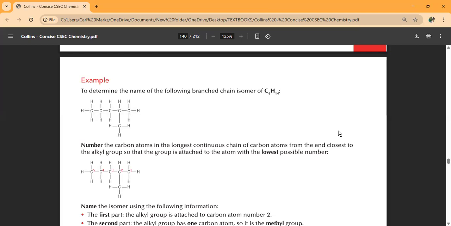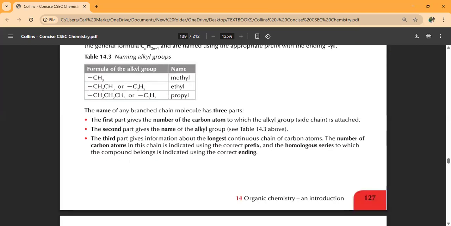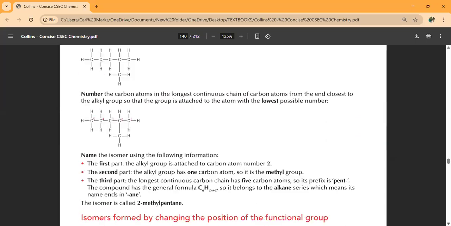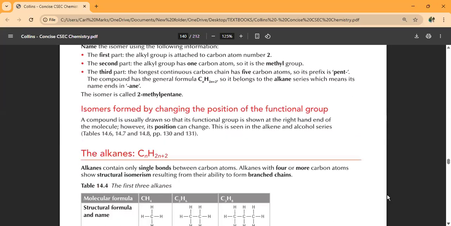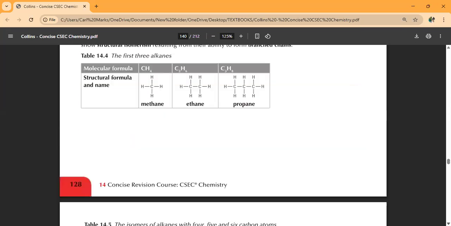It's 2-methyl pentene. Pentene, that's correct. 2-methyl pentene, and that's what we looked at just now, actually. So that's 2-methyl pentene.